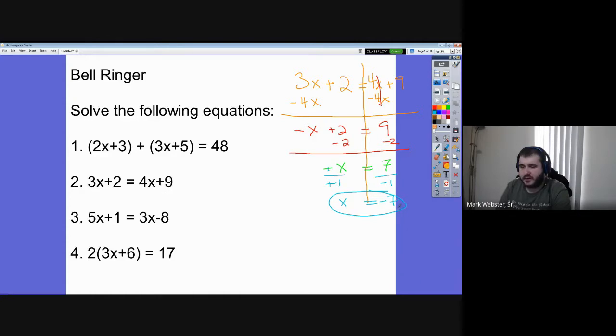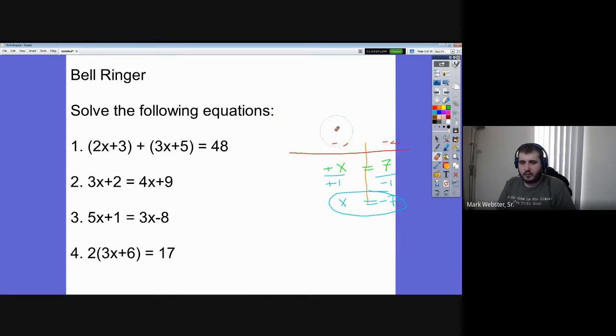Negative 7 works. But if you do it the other way, you're going to get a different answer, so let's do it that way, because that's an important thing. You should get the same answer regardless of which way you go. So let's see why we got a different answer there.